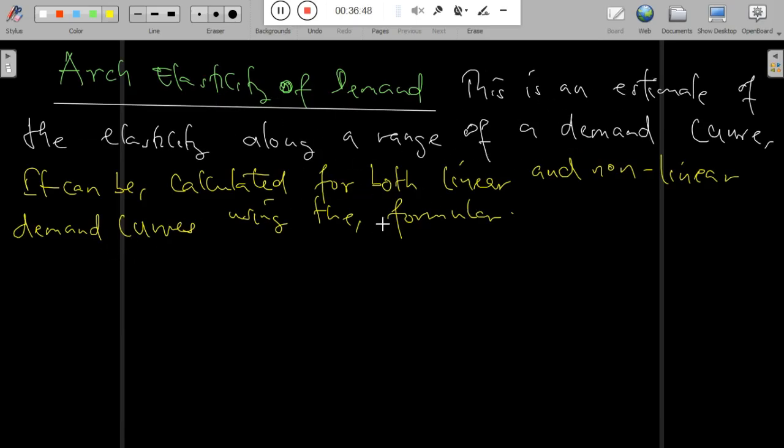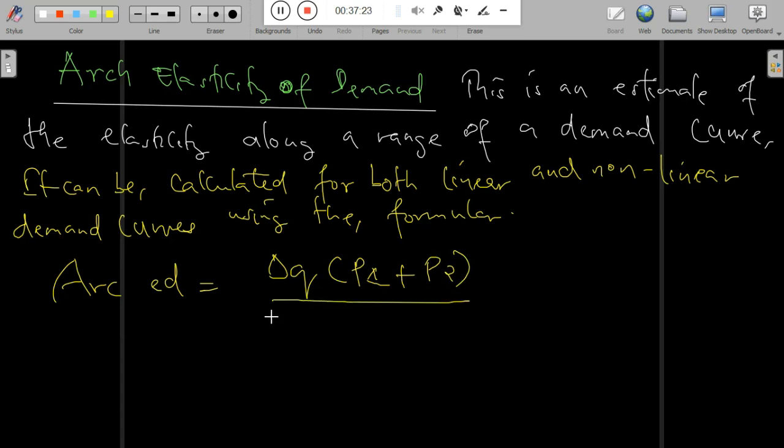Elasticity of demand. We are going to look at how we can calculate the elasticity of demand. This is an estimate of the elasticity along a range of a demand curve. It can be calculated for both linear and nonlinear demand curves using the following formula.